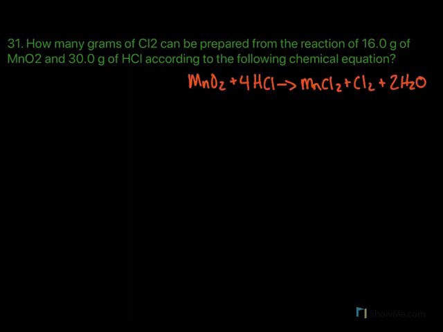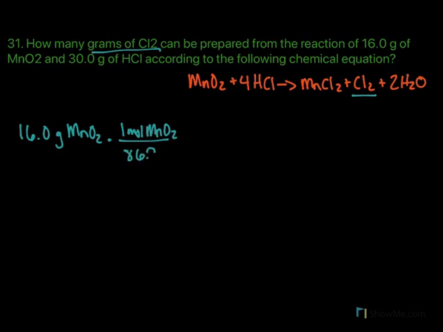Alright, so this question asks us to take it a step further and determine how many grams of a product we can derive from this reaction with this certain amount of our reactants. So in this case, you would have to use this product in your equation. So we'll start with 16 grams, molar mass, and then we'll do our molar ratio. So this is a 1-to-1.